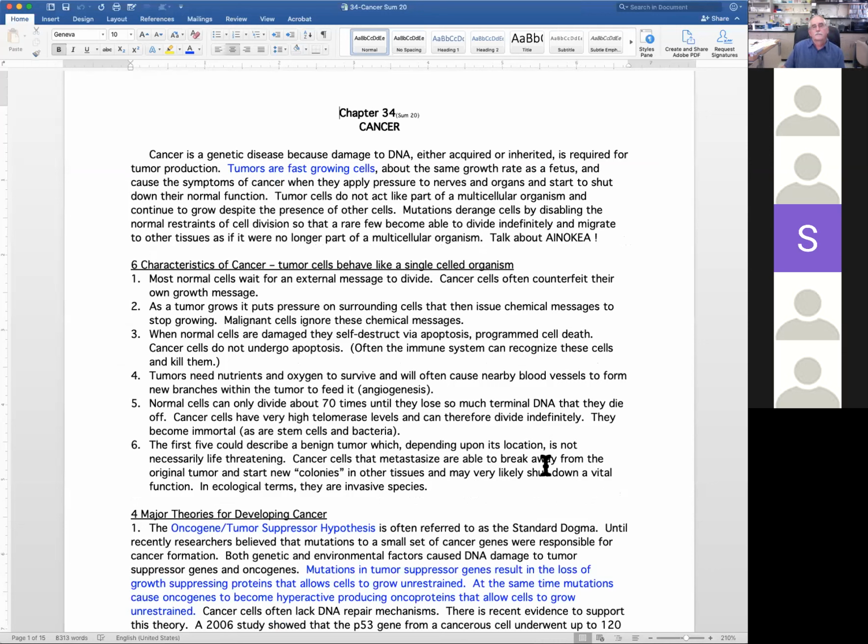So I made two chapters out of the chapter that we just finished, one on cancer and one on viruses. The one on viruses I'm still working on. I just finished this one yesterday.